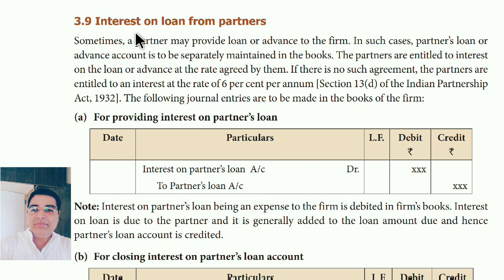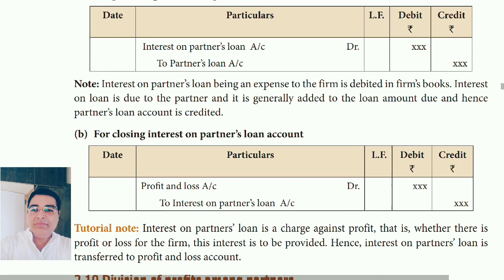Today we are going to discuss class 12 lesson 3, interest on loan from partners, page number 105. So what entry do we have to pass for interest on loan from partners? For providing interest on partners' loan, we pass this entry: Interest on Partners' Loan Account debit to Partners' Loan Account. Note, interest on partners' loan, being an expense to the firm, is debited in the firm's books. Interest on loan is due to the partners and it is generally added to the loan amount due, and hence Partners' Loan Account is credited.